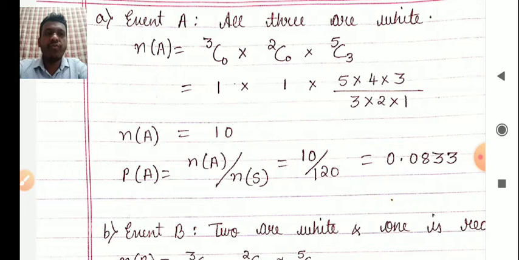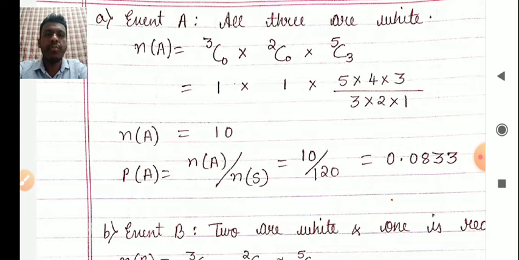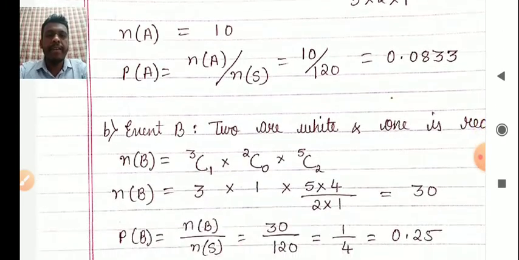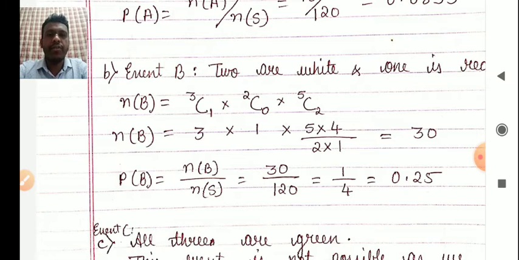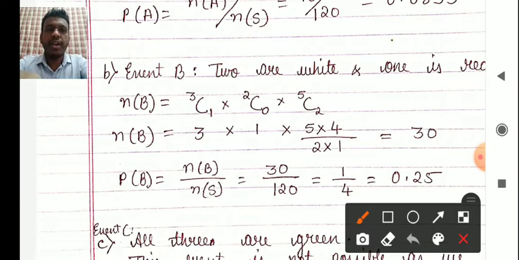If you solve this, you will get n of A is equal to 10, and probability of A is equal to n of A upon n of S, which is equal to 10 upon 120, which is equal to 0.0833. Now B: 2 are white and 1 is red. Now n of B is, see, total 3 balls are there, out of which 1 is red.